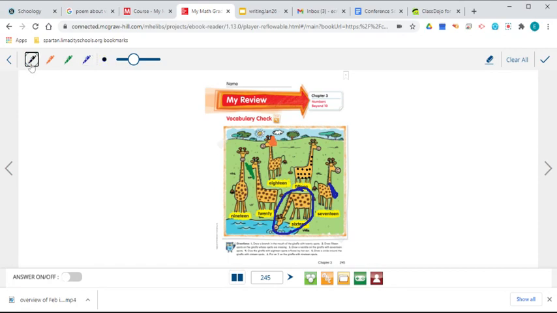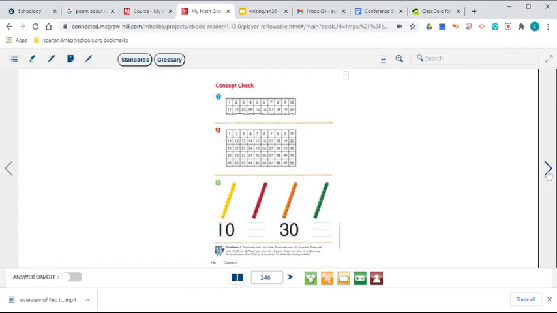And it says, put an X on the giraffe with 19 spots. 19 starts with the letter N. 19. Let's see, here we go. There it is, 19 spots. Please put an X on that giraffe with 19 spots. And I think we're ready to turn the page. Now we are on page 246.